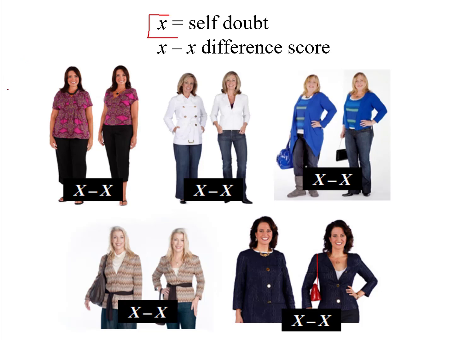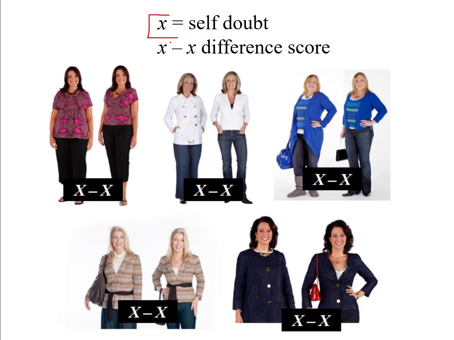In a paired samples design, I'm going to assess self-doubt on 2 occasions. Maybe I assess their self-doubt once before they receive my fashion therapy, and then I assess their self-doubt again after they receive my fashion therapy. This means every person has 2 scores on self-doubt. I could call it X1 and X2, or X pre-treatment and X post-treatment.